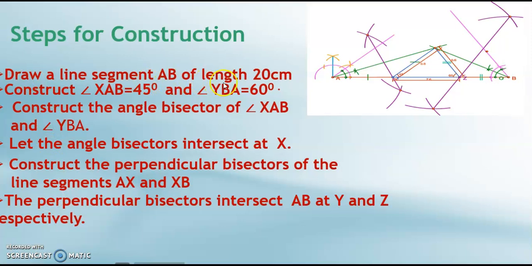Draw a line segment AB of length 20 centimeters. Then construct angle 45 degrees at A and angle 60 degrees at B. And then we need to construct the angle bisectors of these two angles. And then we need to construct the perpendicular bisectors of the line segments AX and XB. The perpendicular bisectors intersect AB at Y and Z respectively. And that's how we get our required triangle XYZ.